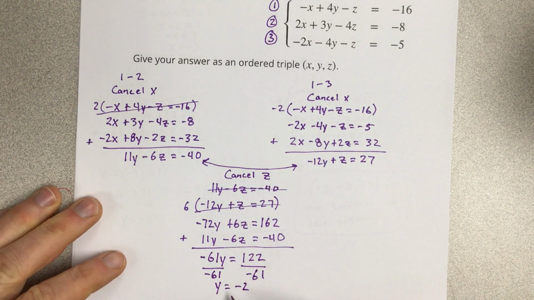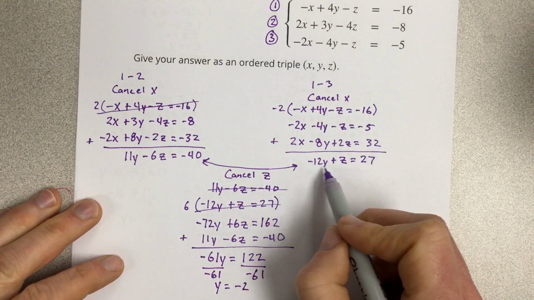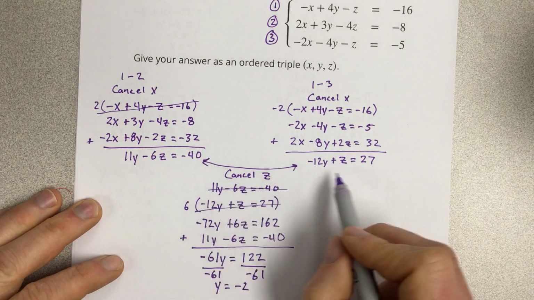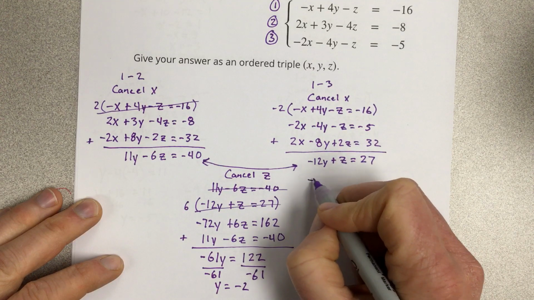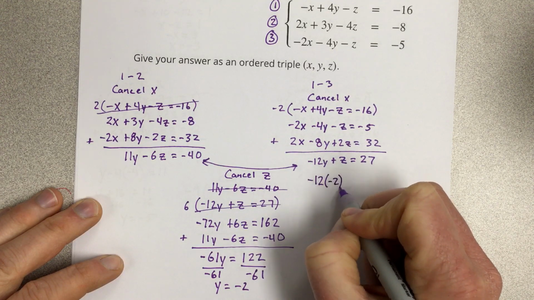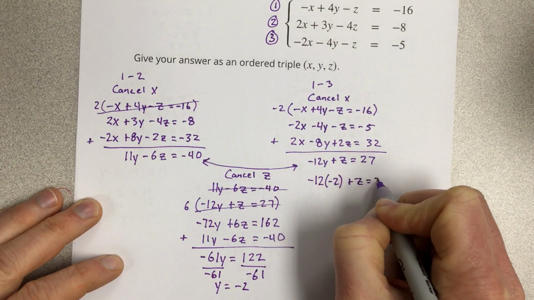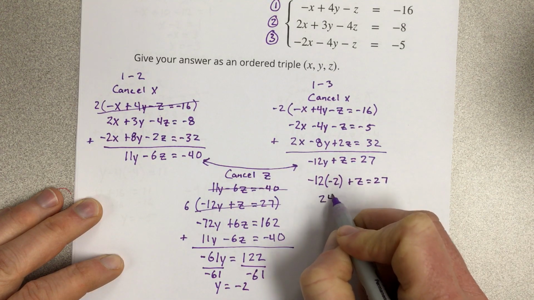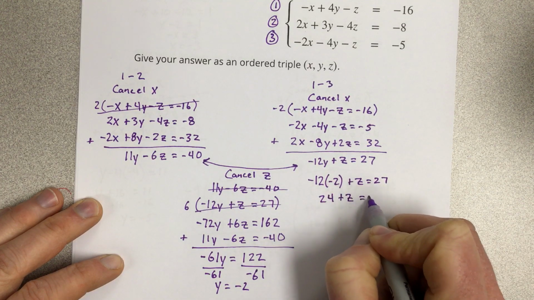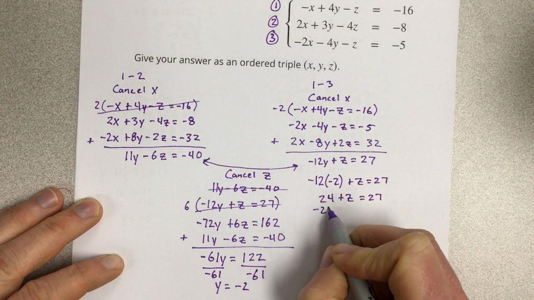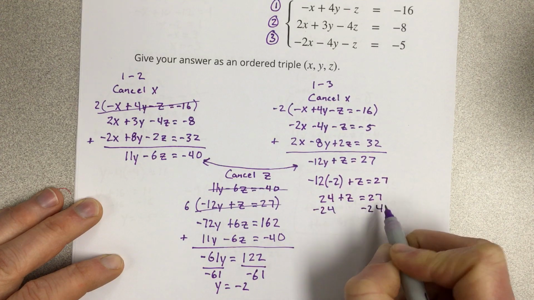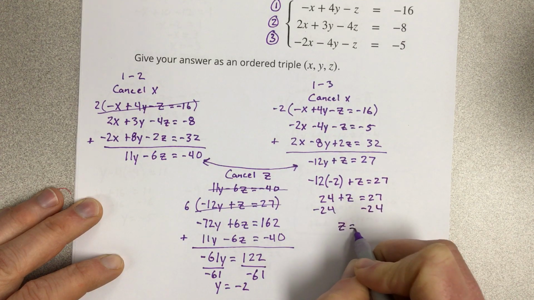Now we're going to find z by plugging this back in to, I could use either one, but I'm going to use the right equation. So that'll be negative 12 times negative 2 plus z equals 27. So it's 24 plus z equals 27. Subtract the 24, and you get z equals 3.